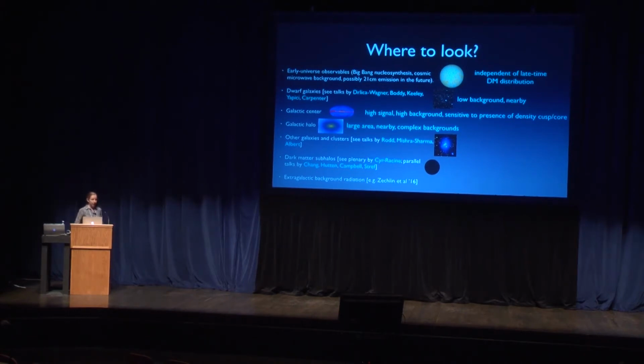You can look at the larger galactic halo. So outside the galactic center, this is a large area. It's as nearby as you can get. We're in it. But the backgrounds, again, can be quite complex, and the dark matter signal is broad and diffuse.